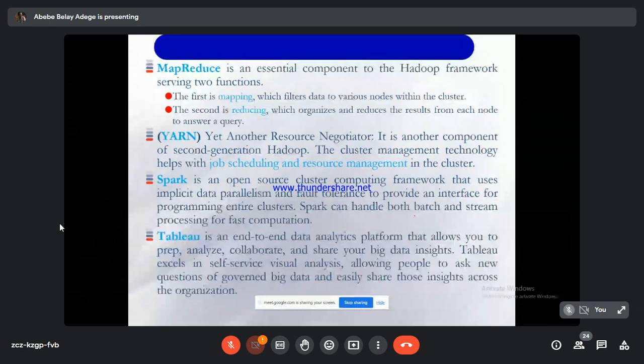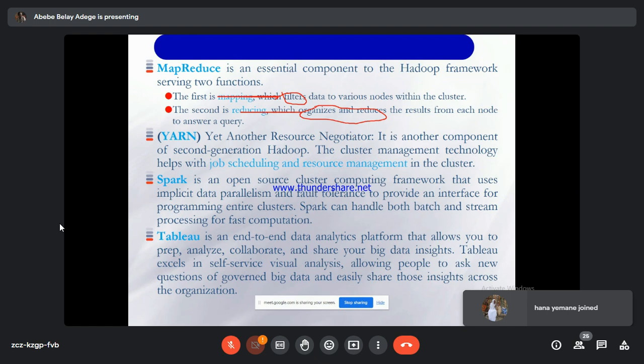MapReduce is another ecosystem component that is used for mapping or filtering from one to the other, and then organizing or reducing the size for visualization purposes. During visualization, the data cannot be displayed as it is. It has been reduced in big data because of the bandwidth, the memory, and a lot of other things, but this does not affect the data contents.